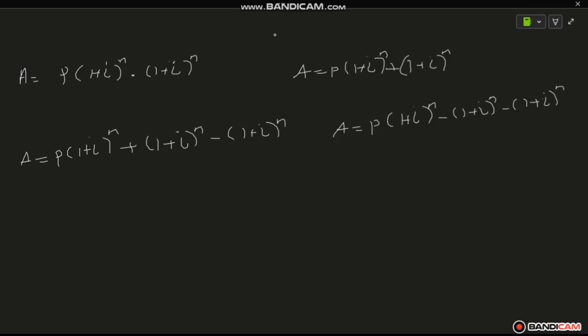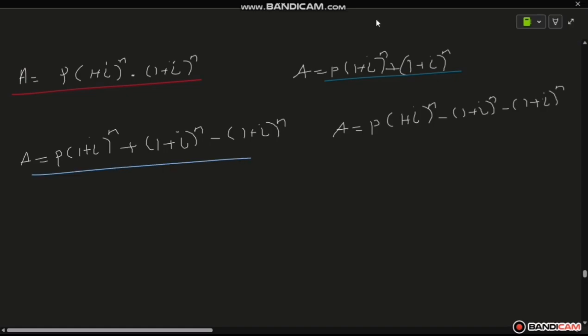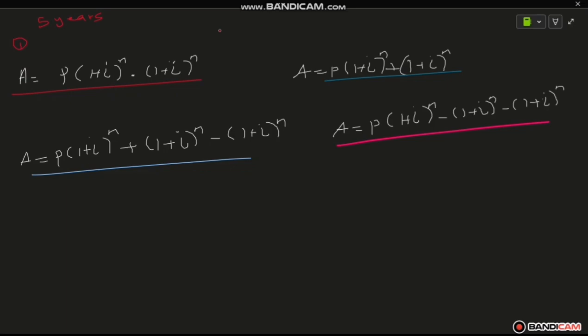Okay, now as you can see, all of these formulas are different. Some are added, some are subtracted, and some are multiplied. So this one right here, let's call it the first formula. Let's say we're given 5 years of an investment. Then for the first 3 years, they tell us information about it. Then that first 3 years is going to be this part.